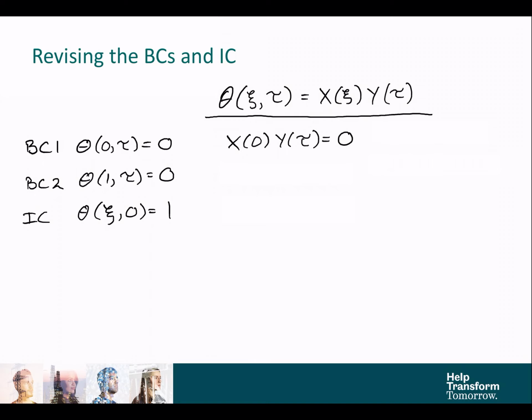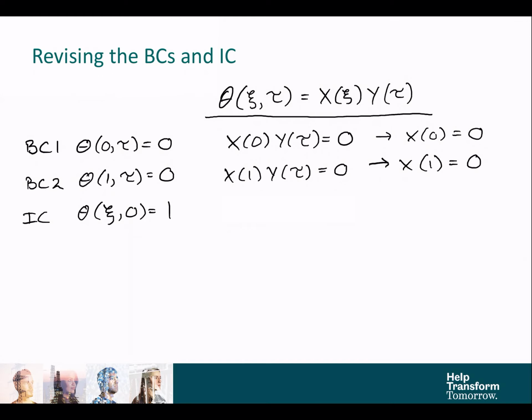So the physical situation constrains what we can do with the maths, and we have to say instead that x of 0 is going to equal 0. And that enables us to retain our time dependence in the solution. Similarly, for the second boundary condition, either x of 1 can equal 0 or y of tau can equal 0. If y of tau equals 0, we lose the time dependence. So we'll choose x of 1 to equal 0.